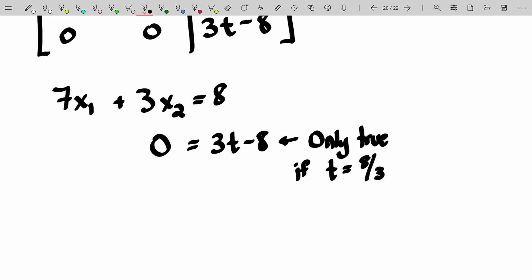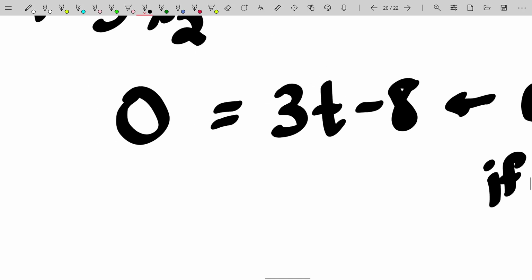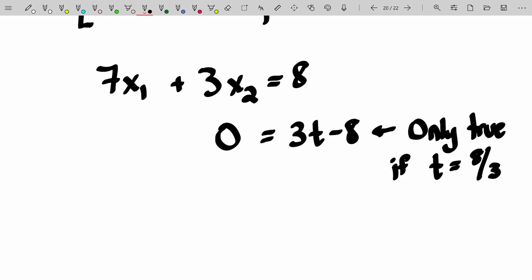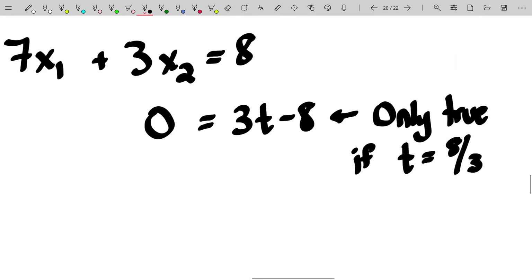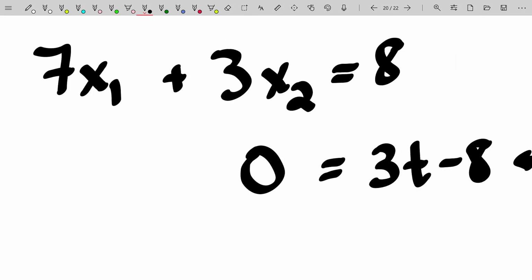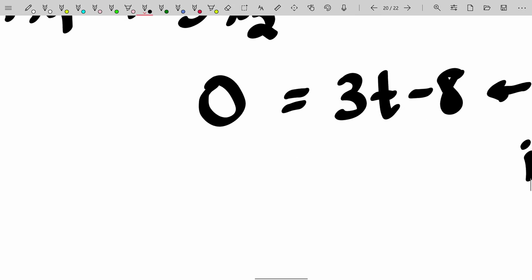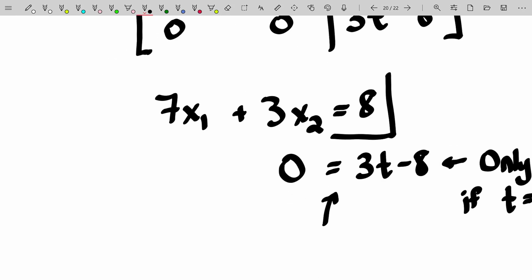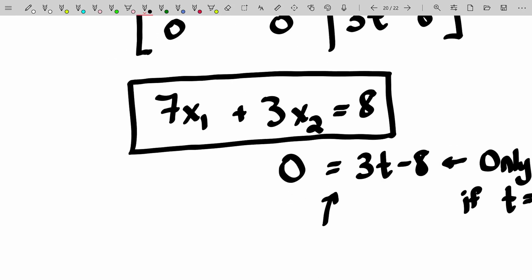If t is not equal to 8/3, we've got a problem, right? We have 0 is equal to a non-zero number and the world blows up. So we have a restriction on t just to get to a system that might have a solution. However, if that's the case and we set t equal to 8/3 so that this bottom equation is just 0 equals 0, our system boils down to just this one equation, a single equation with two unknowns. And we know the graph of a single equation with two unknowns is a line. It's just like, let's say, 7x plus 3y is equal to 8. That's a line. That's the equation of a line. And so therefore, there are an infinite number of solutions.